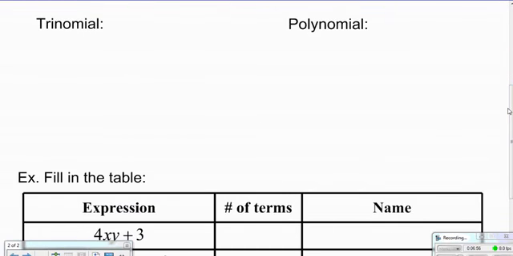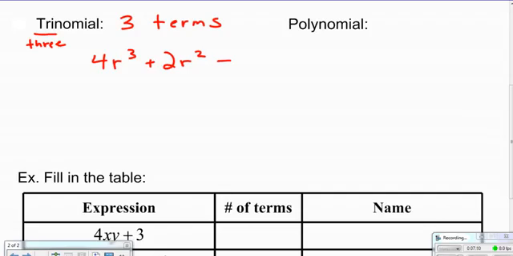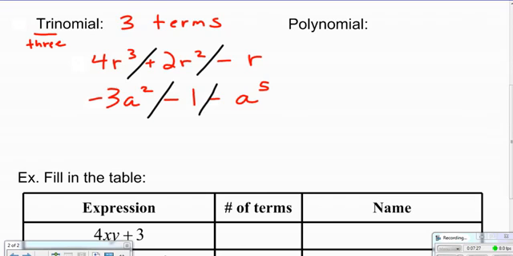So, this one's tricky. Trinomial. Well, if you think of a tricycle, tri means 3. And so trinomial has 3 terms. So maybe 4r cubed plus 2r squared minus r. 1 term, 2 terms, 3 terms. If we look at another example, negative 3a squared minus 1 minus a to the 5. And I'm just kind of making these up as we go. So 1 term, 2 terms, 3 terms. Keeping in mind the sign follows the term that's behind it, okay?